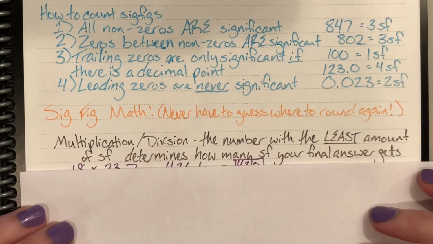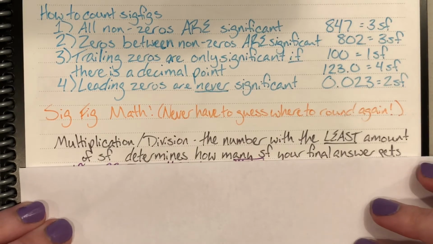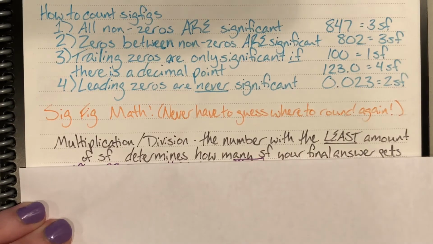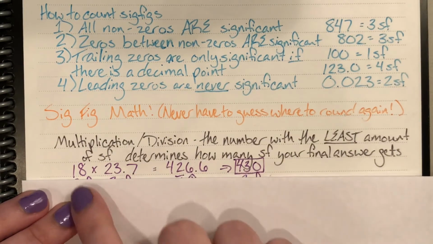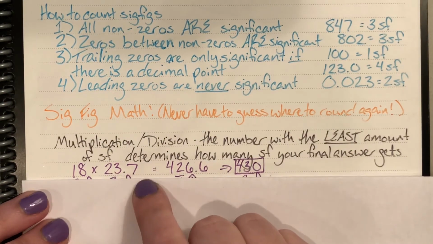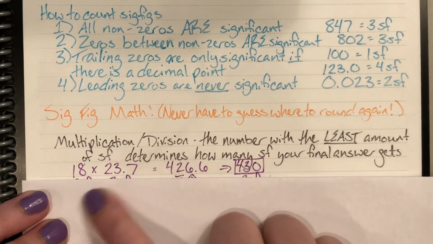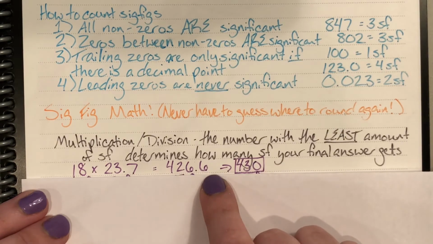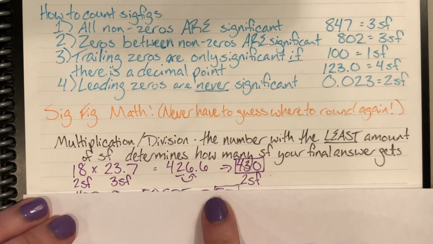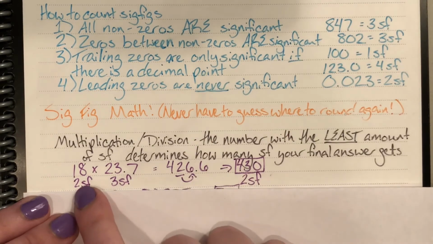For multiplication or division, the number with the least amount of significant figures determines how many significant figures I get to keep in my final answer. So in our example here, we have 18 times 23.7. When I multiplied that out, that gave me 426.6. Then I'm going to look at my number of sig figs. 18, those are both non-zeros, so they both count as significant figures. So I have 2 sig figs here.